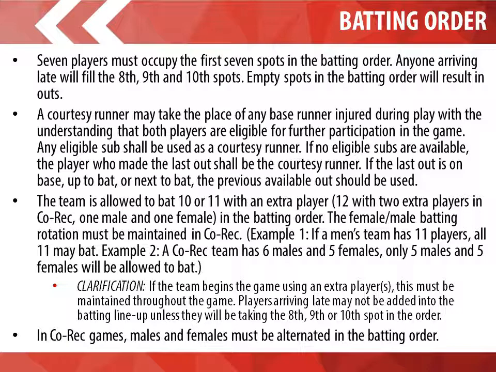Teams are allowed to bat 10 or 11 with an extra player, or 12 with 2 extra players in co-rec, 1 male and 1 female, in the batting order. The female-male batting rotation must be maintained in co-rec. If a men's team has 11 players, all 11 may bat. If a co-rec team has 6 males and 5 females, only 5 males and 5 females will be allowed to bat. Otherwise, you must take an out. In co-rec games, males and females must alternate in the batting order.